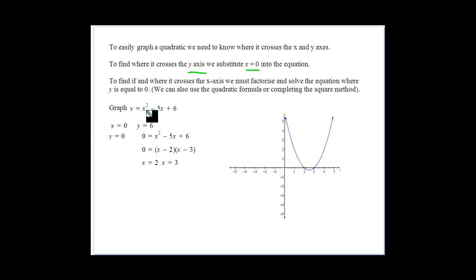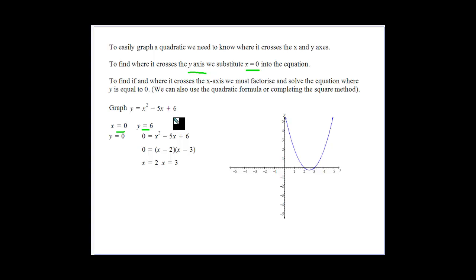So if we've got y equals x squared minus 5x plus 6, and we sub x equals 0, why do we sub x equals 0? Because along the y-axis, x is equal to 0. We saw that with our linear functions, that was the equation of the y-axis. So when x is equal to 0, y equals 6. That's always easy to find. There's never an excuse, no matter what function you have, as long as it's y in terms of x, it's really easy to find your y-intercept.